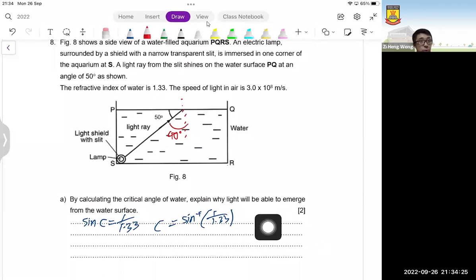Then you tell me that the critical angle is larger than the angle of incidence, so the angle of incidence is smaller than the critical angle, because 40 degrees is smaller than whatever I'm calculating here. That's why the light will be able to emerge from the water surface. So 1 mark for calculating the critical angle, which you need to key in to get the answer, and the 2nd mark for explaining why.